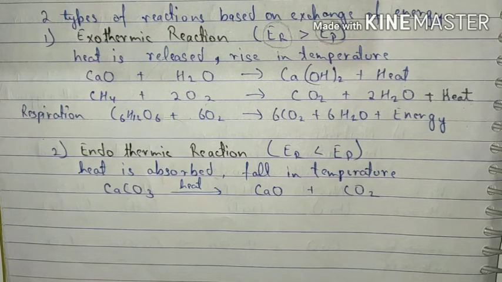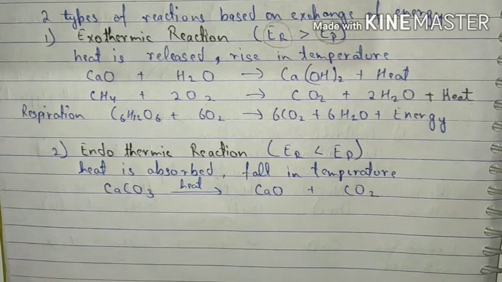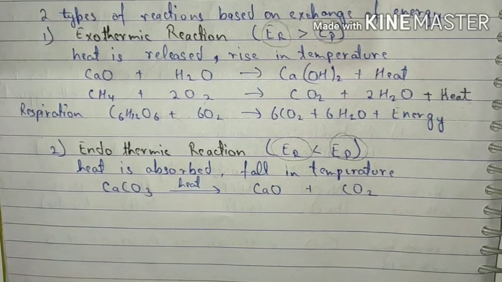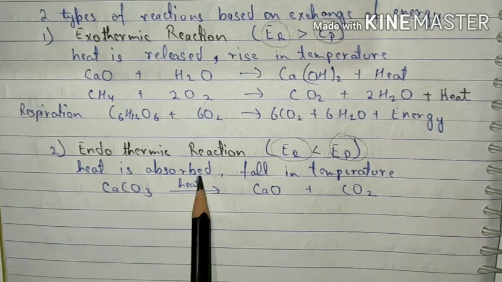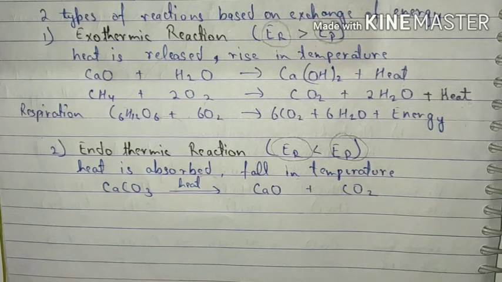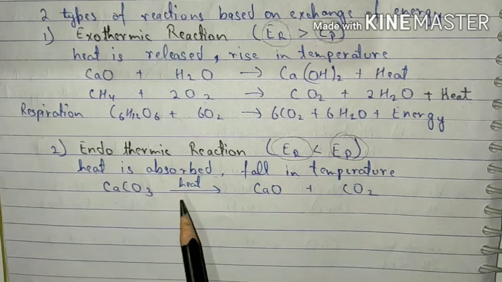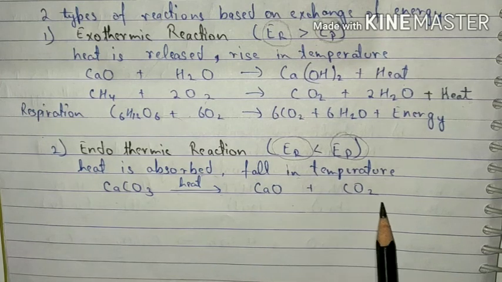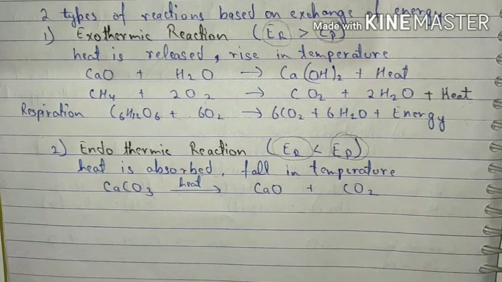Let's move on to the next type of reaction, which is the endothermic reaction. In an endothermic reaction, the energy content of the reactants will be less than the energy content of the products. And contrary to exothermic reactions, heat is going to be absorbed over here. As a result, we will observe a fall in temperature. Like when calcium carbonate is heated, it breaks down to give calcium oxide and carbon dioxide. You can observe that calcium carbonate is absorbing this heat, and as a result we are getting calcium oxide and carbon dioxide.